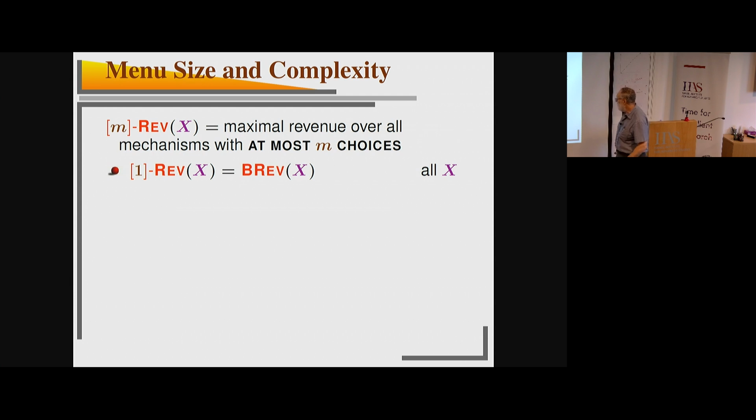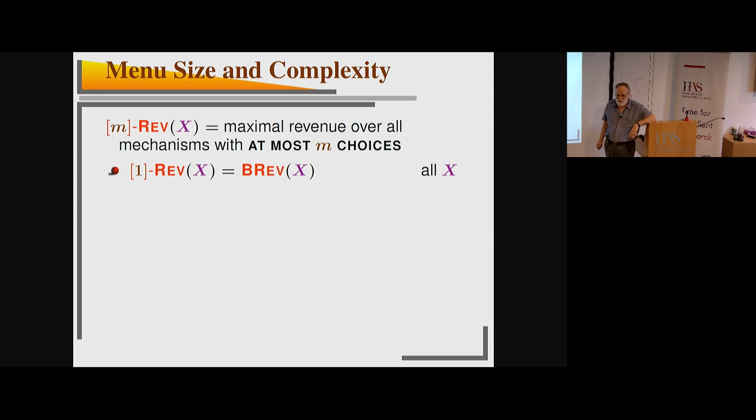So MREV is the maximum revenue over all mechanisms with at most M choices. Okay, so let's go slowly. Suppose you have a menu of size 1, you have only one choice. One possibility is BREV, the bundle. It turns out that's the best. If you have only one choice, sell the bundle. That's the best you can do.